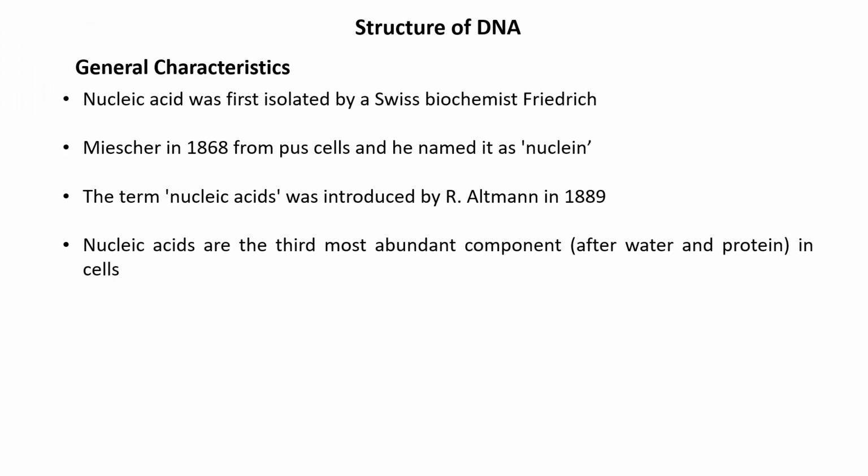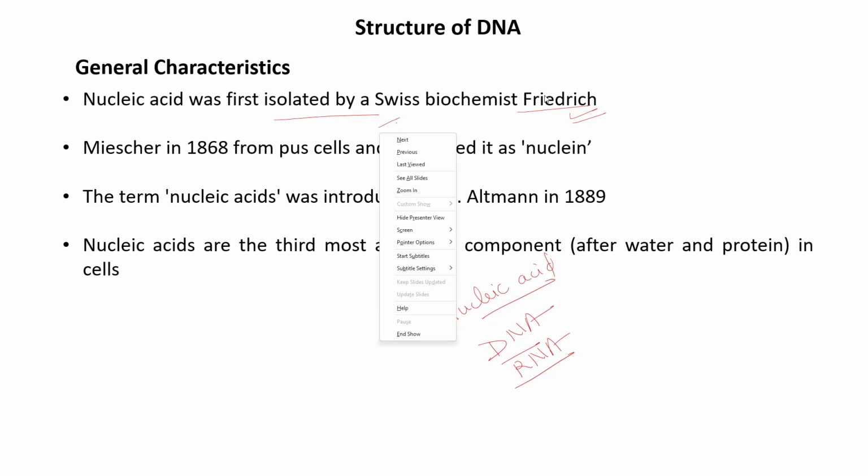So we have two different types of nucleic acid, that is DNA and RNA, right? Nucleic acid was first isolated by the Swiss biochemist Friedrich. So the first time the nucleic acid was isolated was by a Swiss biochemist whose name was Friedrich, right?